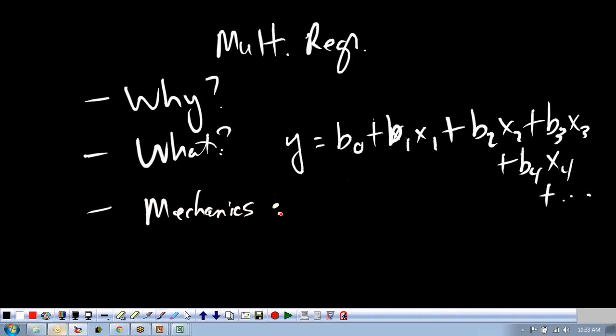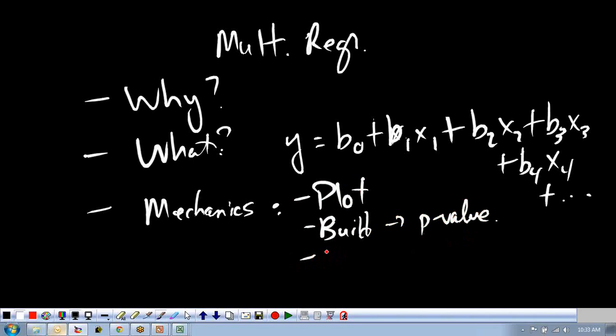Very similar, but it takes a little more time because you have more. So it's plot, build. Now this is a little more complicated because we have the p-value selection, R squared, check adequacy. And then finally validate, which is a more important step here, which is the residuals.